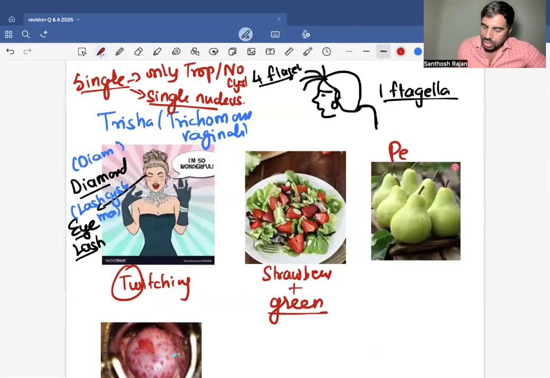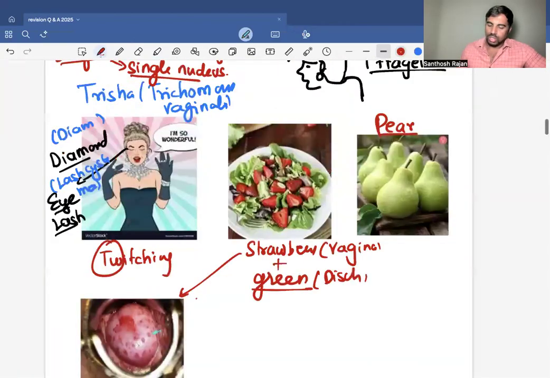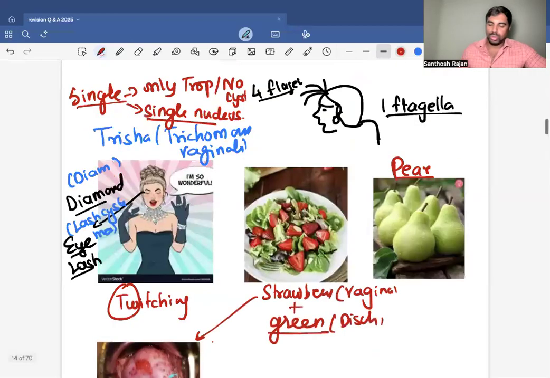And pear shape. This is usually pear shape. Sometimes they call it oval also, doesn't matter. Even Giardia is also called pear shape, but this property you can say. So everything is fruit related. Strawberry because strawberry vagina. Green because green discharge, green frothy discharge. This is the strawberry vagina you're seeing here, and then the pears. That's all. So the treatment is, of course, metronidazole. You know that one.